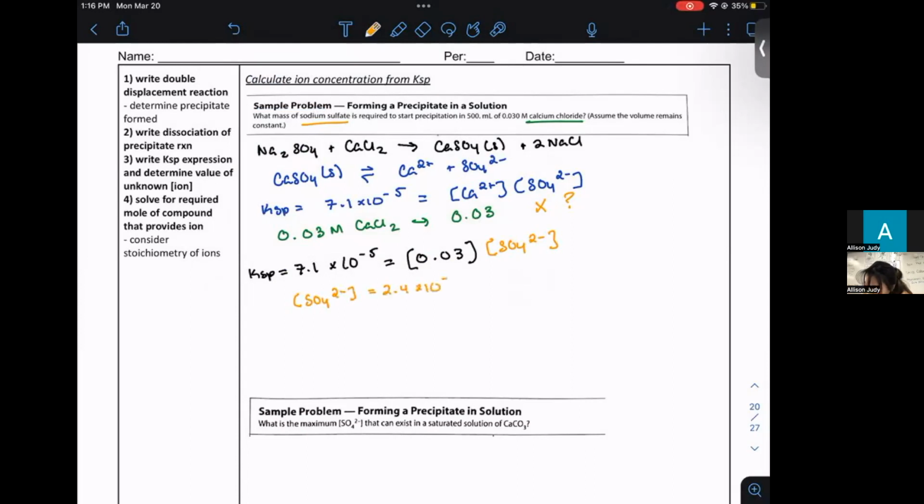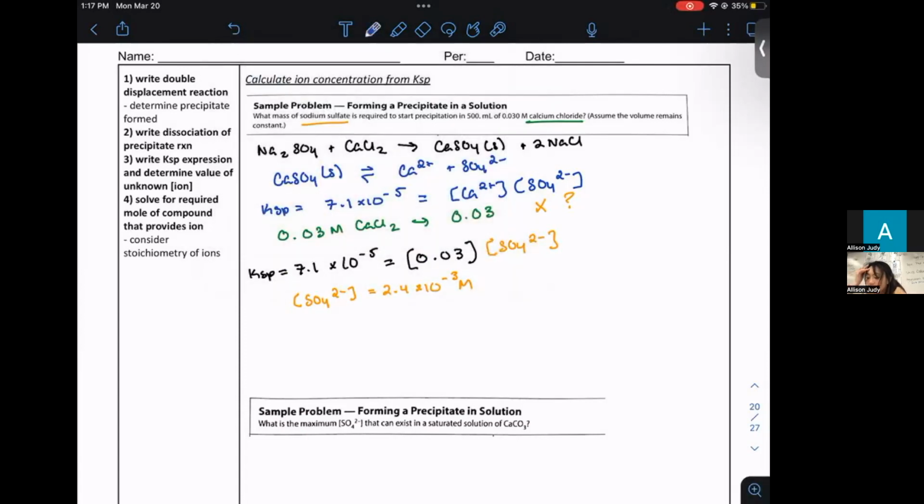2.4 times 10 to the negative 3 molarity. That is what must be true at equilibrium. This is the amount of ions that should be present after the double displacement reaction and the slight dissociation of the solid produced, the precipitate.